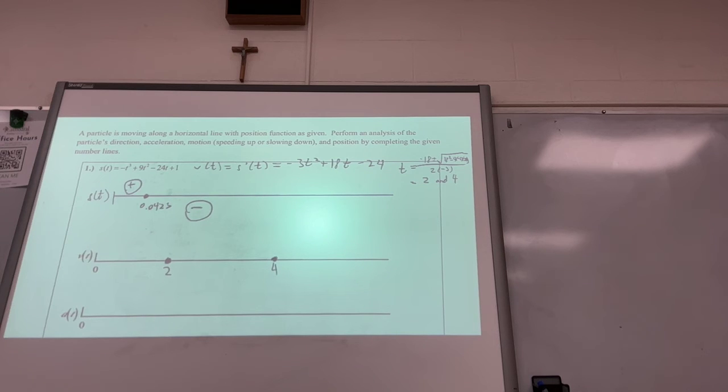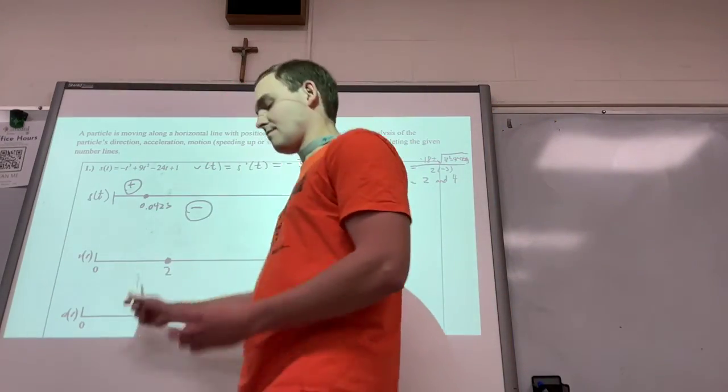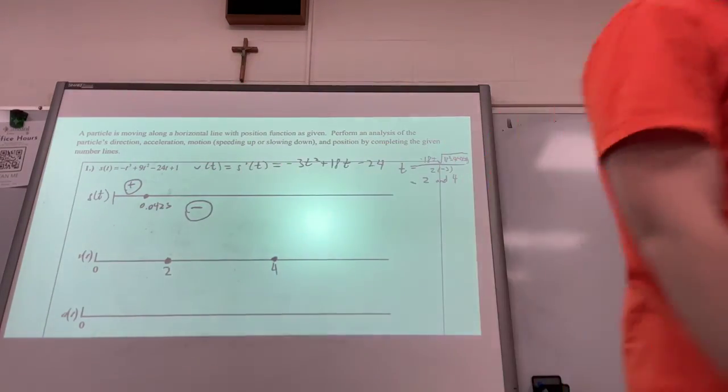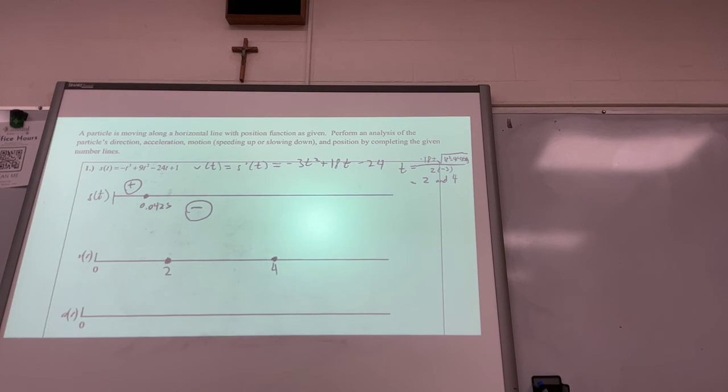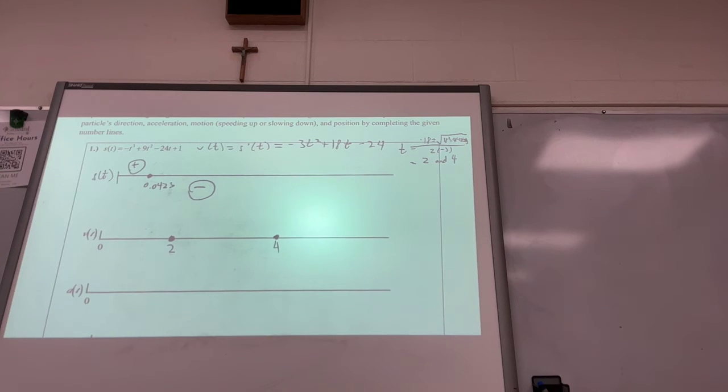Okay, 2 and 4. And then for the sign chart, what do we want to do now? We're plugging in a number between 0 and 2. Yeah. You plug it into V, so look at the function that's next to the line. Plug it into V, okay?